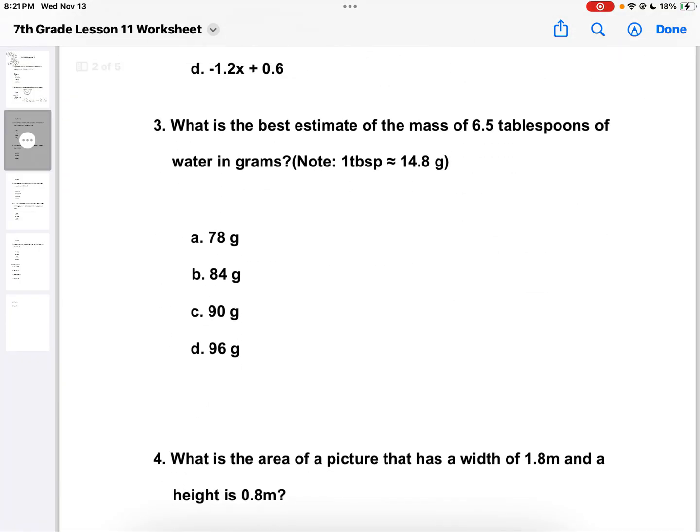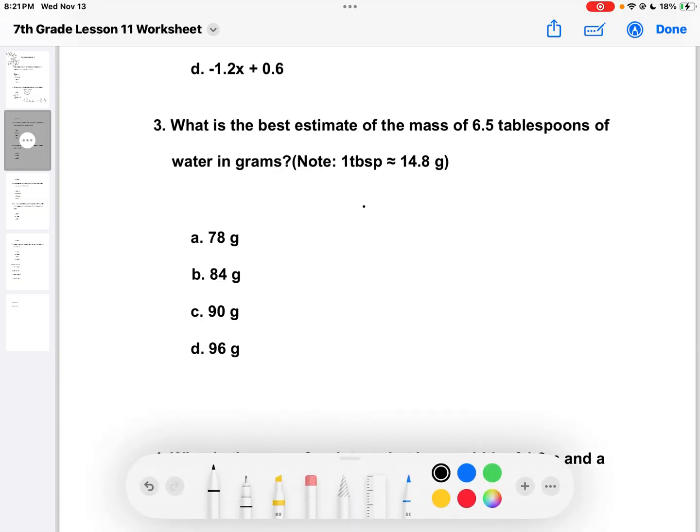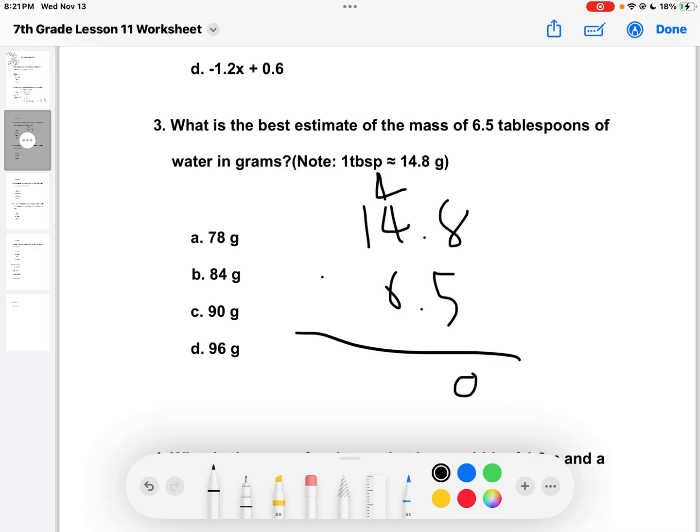Alright, number 3, what is the best estimate of the mass of 6.5 tablespoons of water in grams? Note, 1 tablespoon is about 14.8 grams. So same thing, just multiply grams by tablespoons. 8 times 5 is 40, transfer the 4. 4 times 5 is 20, plus 4 is 24.